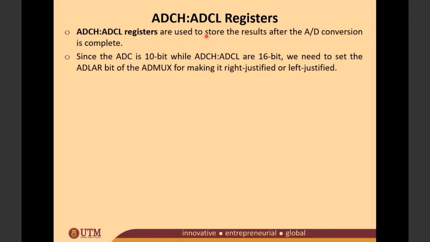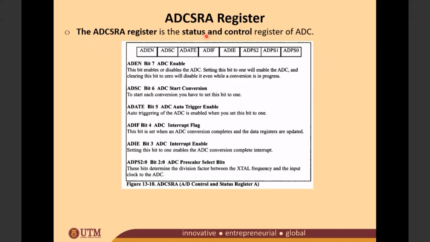Right. So this is for the ADCH and ADCL registers, and then we have the ADCSRA register. This is where you're going to see the status and control register of the ADC. ADCSRA also has 8 bits. 3 bits for ADPS0 to ADPS2. This is for the prescaler. All the prescaler you need to set on these bits here. And then we have this ADIE here, bit 3, which is the ADC interrupt enable.